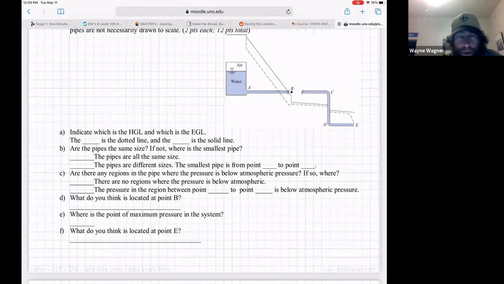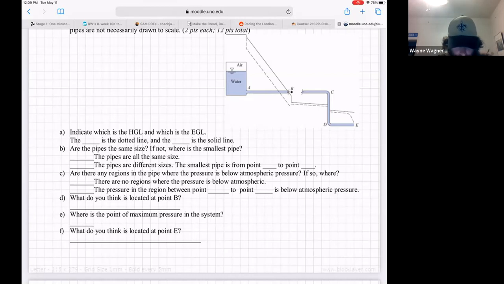So from A to B, you've got a narrow pipe because V squared on 2G is fairly large. And then from B all the way until right before E, you've got a really, really wide pipe. So it's narrow to B and then wide from B to right before E. Now you see something weird's happening right before E, and we'll talk about that in a second. Okay, so the smallest pipe in this case is from A to B, because we have the largest V squared on 2G.